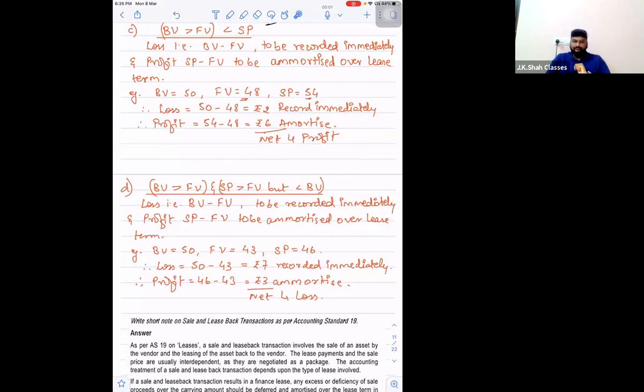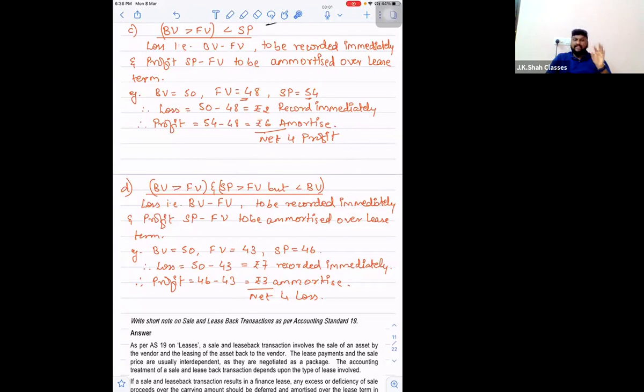Then there is amortized profit. But if selling price is less than the fair value, then, sir, ignore the fact, because no profit can be amortized. You cannot calculate the difference of fair value minus selling price and call it a loss. No. Fair value is just a point of comparison. So if the fair value of the asset is 50 and you sold at 45, you cannot say that 50 minus 45, 5 rupees, is a loss. That is to be ignored completely.